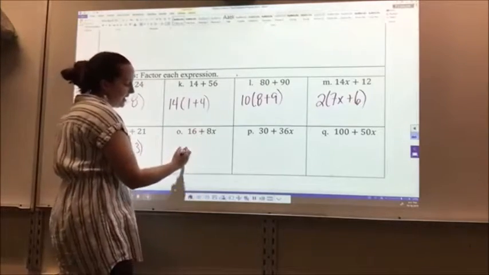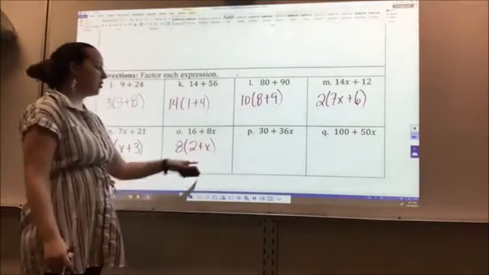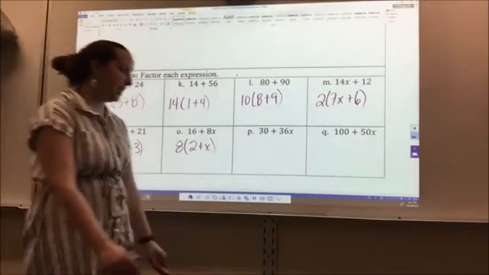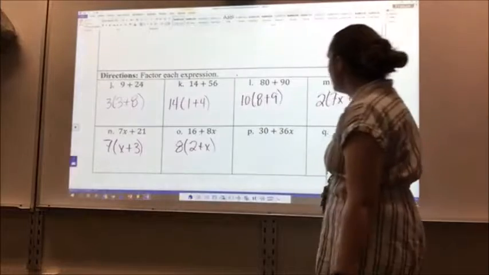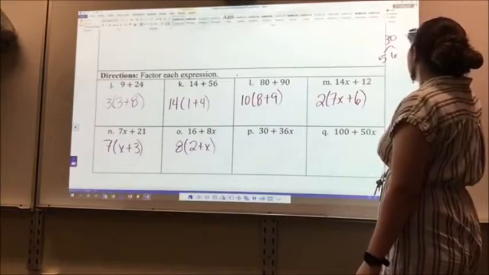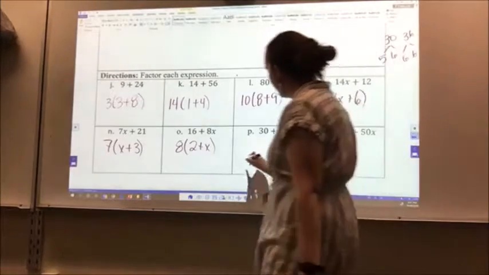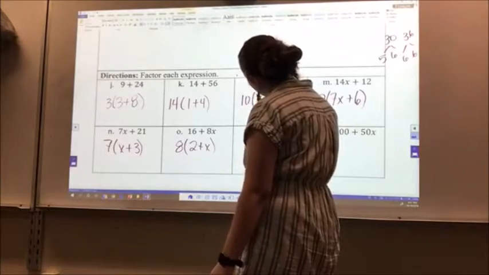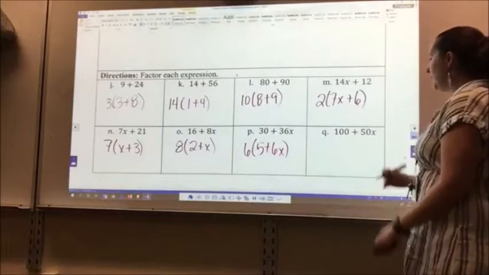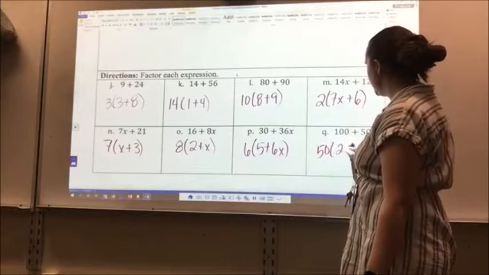16 plus 8x, I can factor out an 8. You can also write this as 1x. Either way, it's the same. 30 and 36. 30 is 5 and 6. 36 is 6 and 6, so they both have 6 in common. So 5 plus 6x. And then 150x, they both have a 50 in common, and that's 2 plus x.